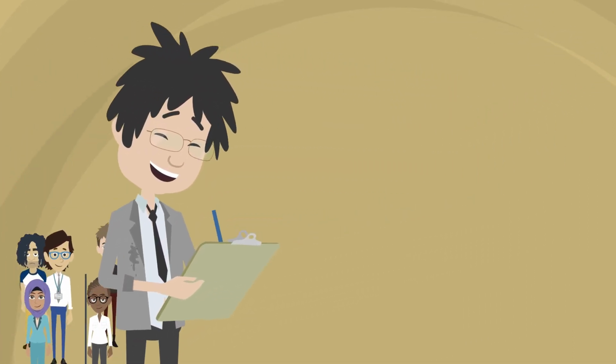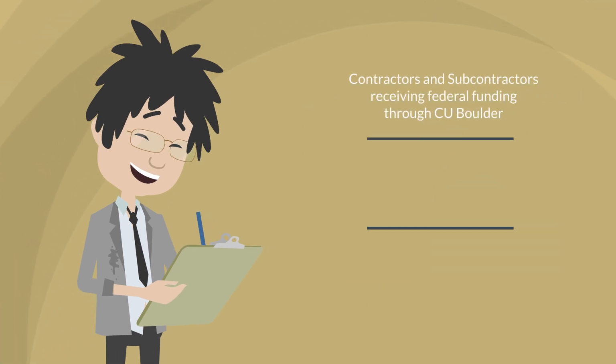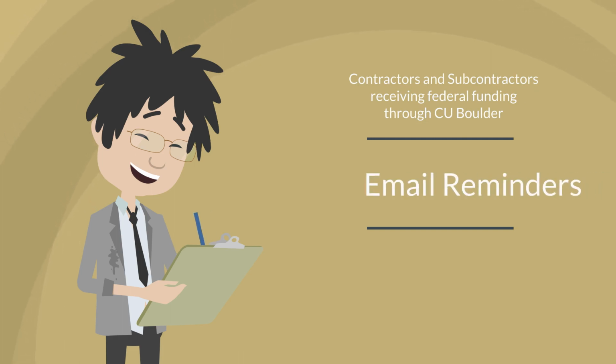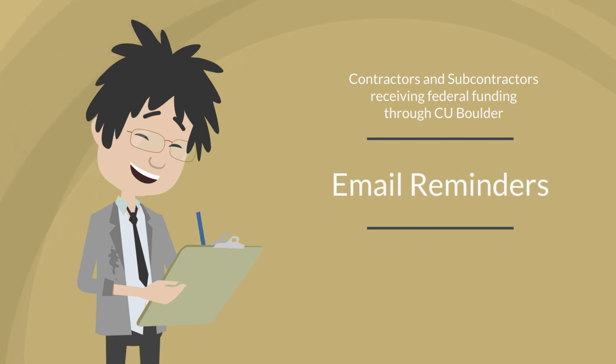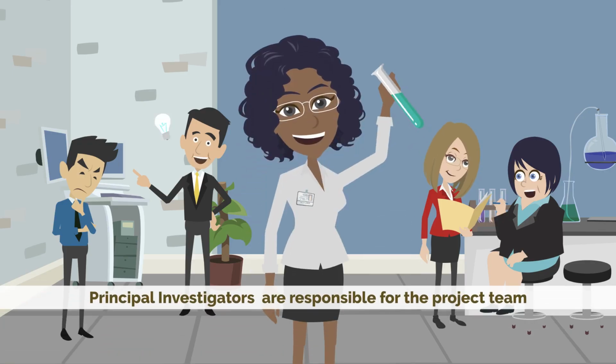At the University of Colorado Boulder, several job types, as well as graduate students, are required to submit a conflicts of interest report on an annual basis. The requirement also applies to contractors and subcontractors receiving federal funding through the university. Campus-wide emails are sent out to remind individuals about this reporting requirement. The Office of Conflicts of Interest and Commitment website provides a complete list of those who should report and when they should report. If you are the principal investigator on a research project, it is your responsibility to ensure that all personnel in the project meet the conflicts of interest reporting requirements, including this training.